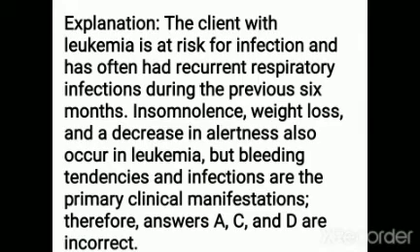Explanation: the client with leukemia is at risk for infection and has often had recurrent respiratory infections during the previous 6 months. Insomnolence, weight loss, and a decrease in alertness also occur in leukemia, but bleeding tendencies and infections are the primary clinical manifestations. Therefore, answers A, C, and D are incorrect.